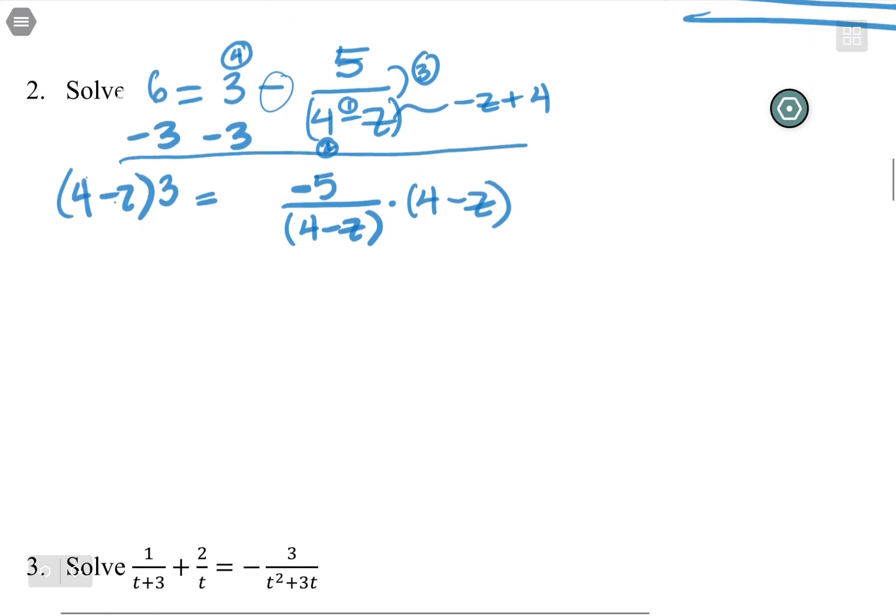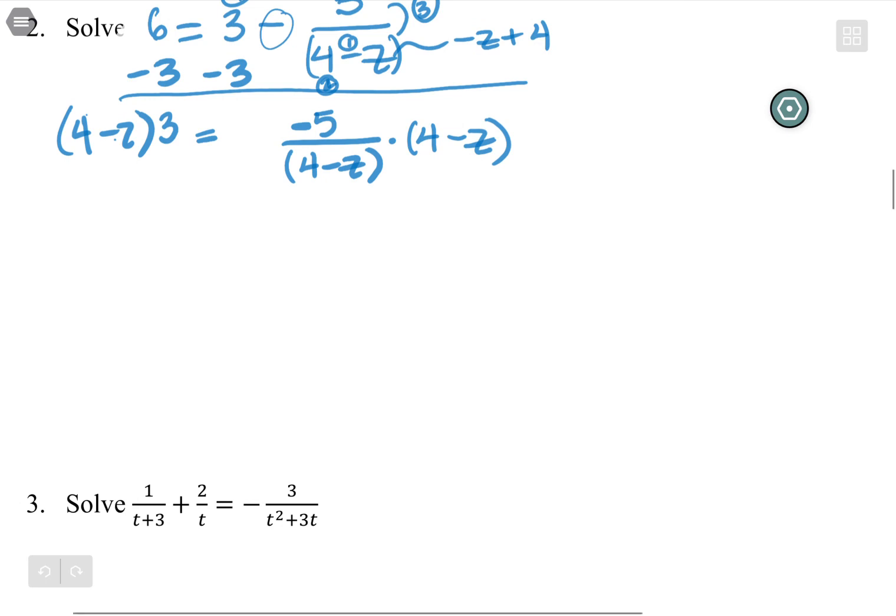And that's going to leave me with 12 minus 3z. So this is just distributing in. And on the other side, the 4 minus z should cancel. I'm multiplying and dividing by the same thing. And all I should have left is negative 5.